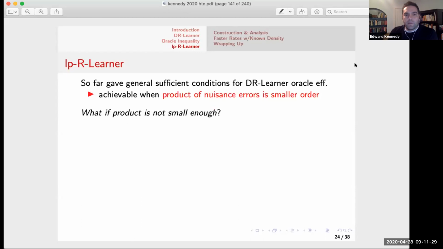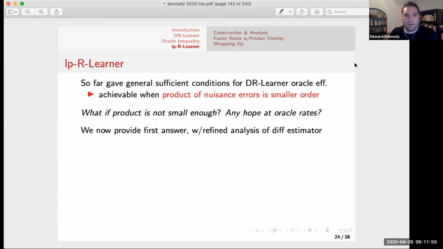This comes from the error bound from the previous result, but we don't know what happens if this product of mean squared errors is not small enough. If that's not small enough, this bound doesn't tell us whether the oracle rate is achievable or being attained, and so this is what we're going to try and get at here.